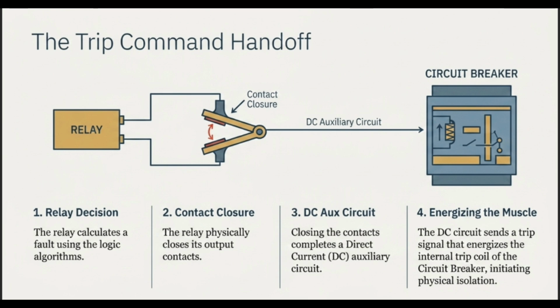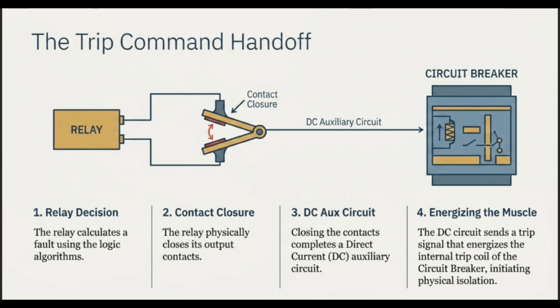Step 1, the trip command. The relay fires off a signal that energizes a trip coil inside the breaker. Step 2, contact separation. That energized coil pops a heavy-duty mechanical latch, causing the breaker's contacts to aggressively, violently pull apart. And finally, Step 3, arc extinction, which fully isolates the network.